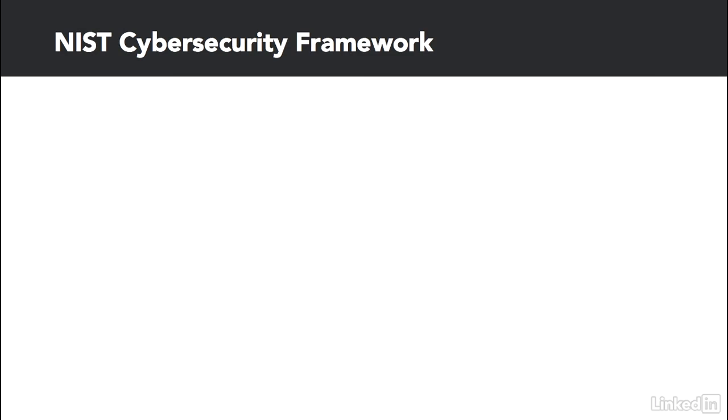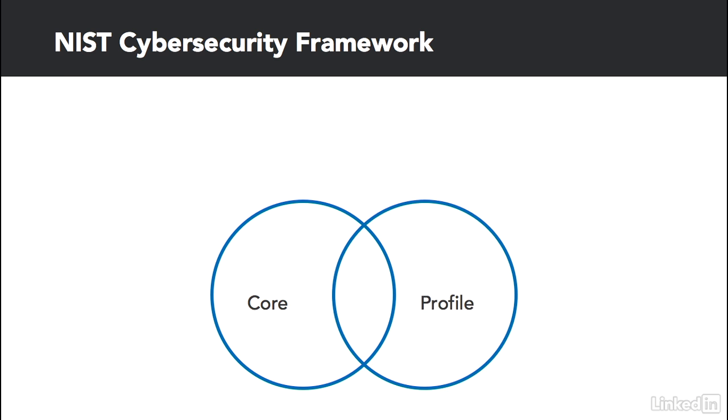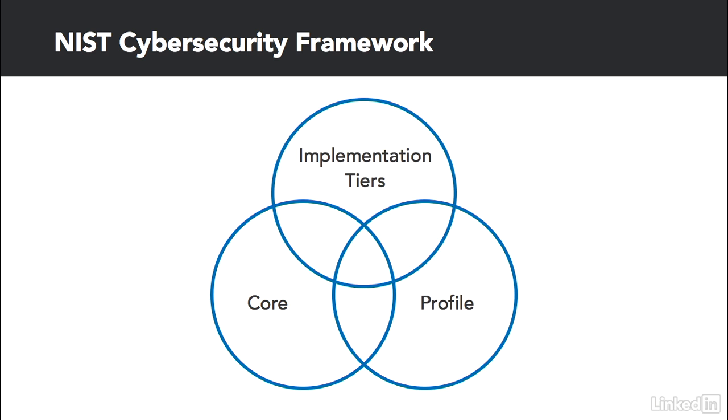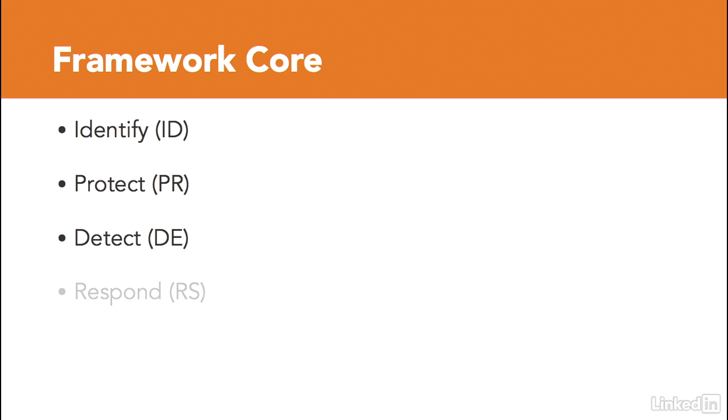The NIST Cybersecurity Framework is an action-oriented approach to security and consists of three elements: the Framework Core, the Framework Profile, and the Framework Implementation Tiers. The Framework Core provides a set of activities to achieve cybersecurity, described in the 5 areas of identify, protect, detect, respond, and recover. Each of these activities is decomposed into categories, and then further decomposed into subcategories.